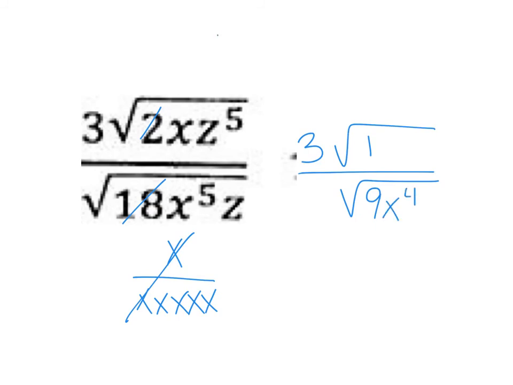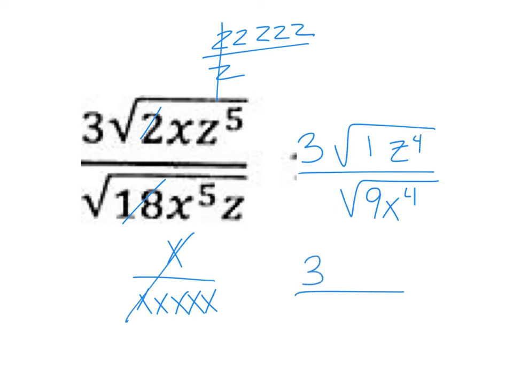Same thing with the z's. There are 1, 2, 3, 4, 5 z's on top and 1 z on bottom. When you subtract that, you end up getting 4 z's on top. And then you can reduce this. The 3 will just stay. The square root of z to the 4th is z squared. The square root of 9 is 3, and the square root of x to the 4th is x squared. These would cancel out. You'd end up just getting z squared over x squared. And then there was one more I wanted to go over, if I can find it on here. Yep, all right.